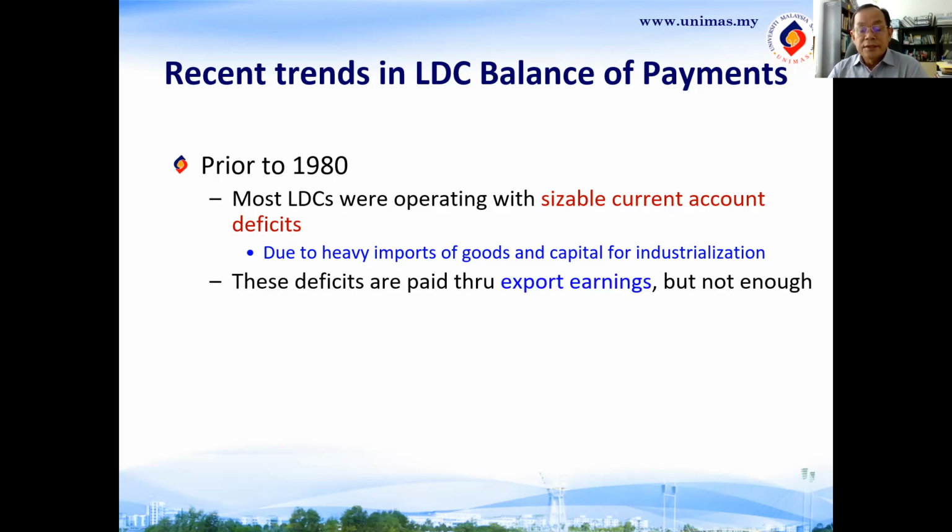So these deficits are paid through export earnings. Yeah. So how do we pay for this? We pay through, I'm talking about the developing countries, pay through earnings that come from export tadi lah. Right?